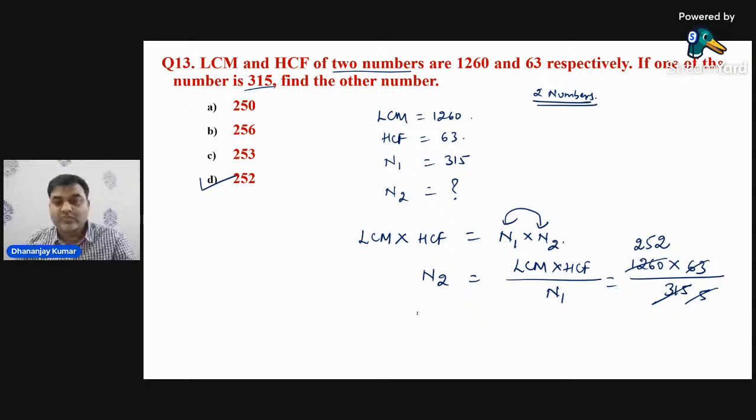So what did you get as the answer? The second number is nothing but 252, right? 252. I think again the screen was blurred, is it? Looks like yes.